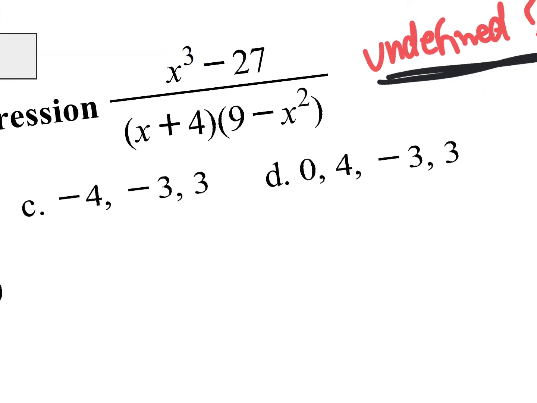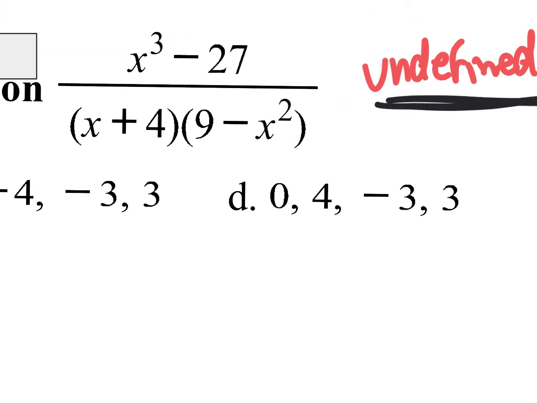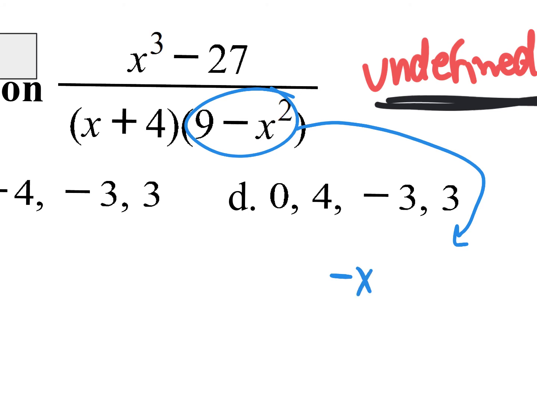And let's understand, first of all, it's not in the correct order. So I'm going to take this 9 minus x squared and I'm going to rewrite it as negative x squared plus 9. And then I'm going to factor out a negative 1 so I could have a nice, beautiful positive x squared. And of course that plus 9 becomes a minus 9.